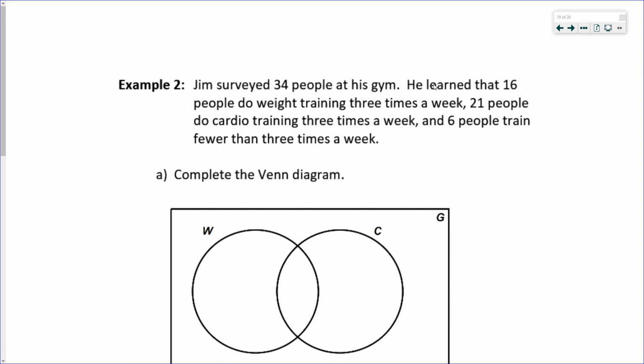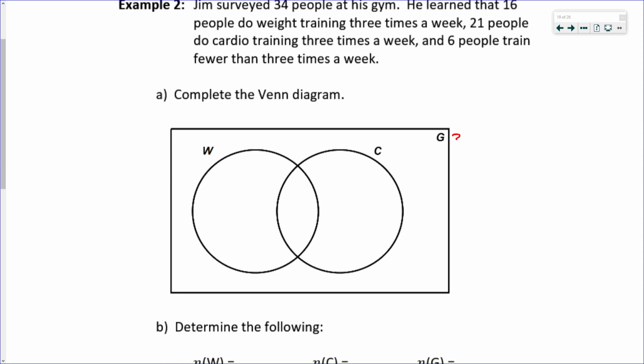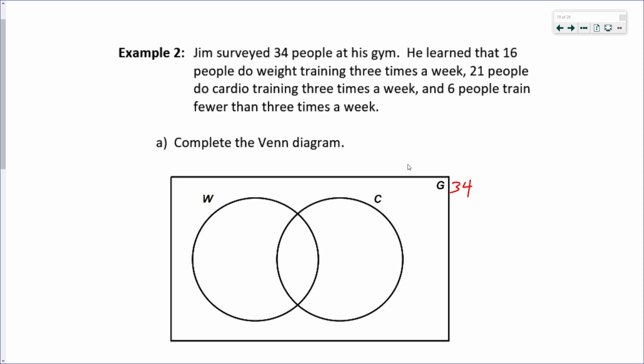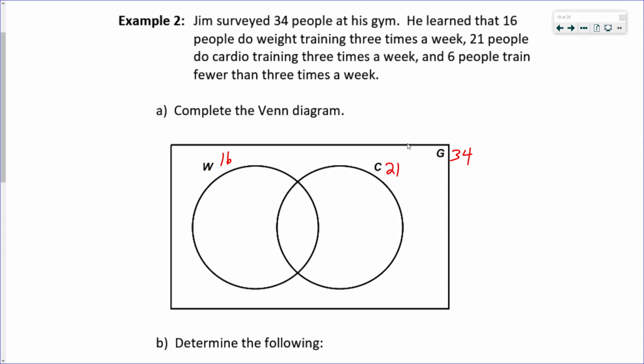Okay, so we got example 2 now. Jim surveys 34 people at his gym. He learned that 16 people do weight training 3 times a week, 21 people do cardio training 3 times a week, and 6 people train fewer than 3 times a week. So the number of people that use the gym, the universal set, has 34 people. The W, the number of people that do weight training, was 16. And just a reminder that 16 is for the full circle, including the overlap, but I don't know what the overlap is just yet. And cardio was 21 for the full circle.